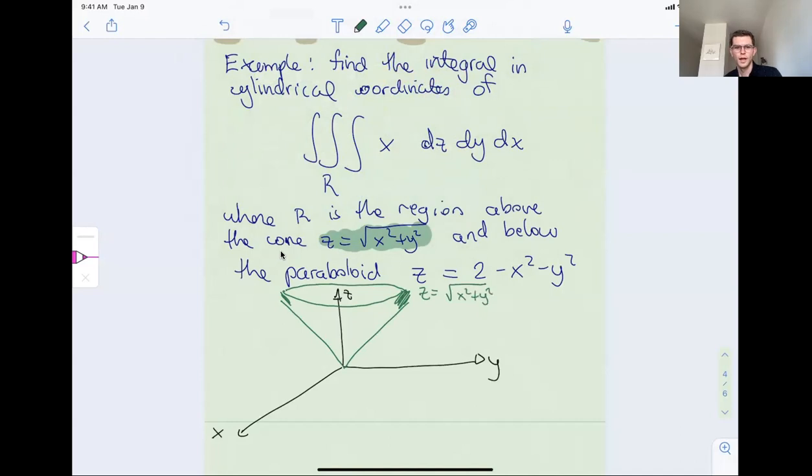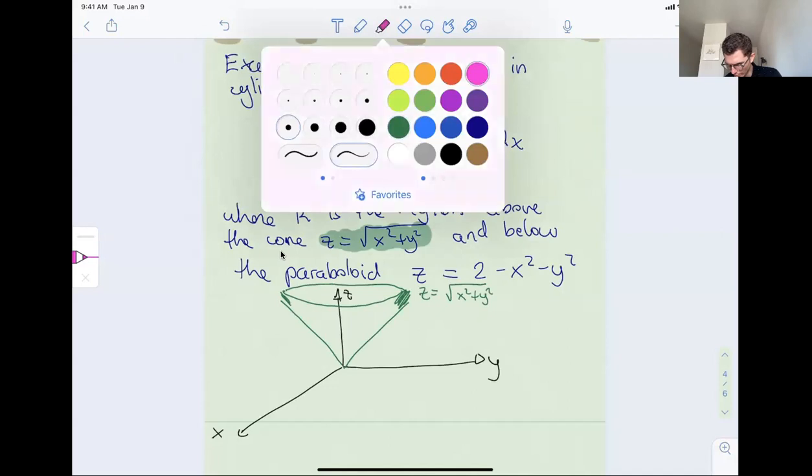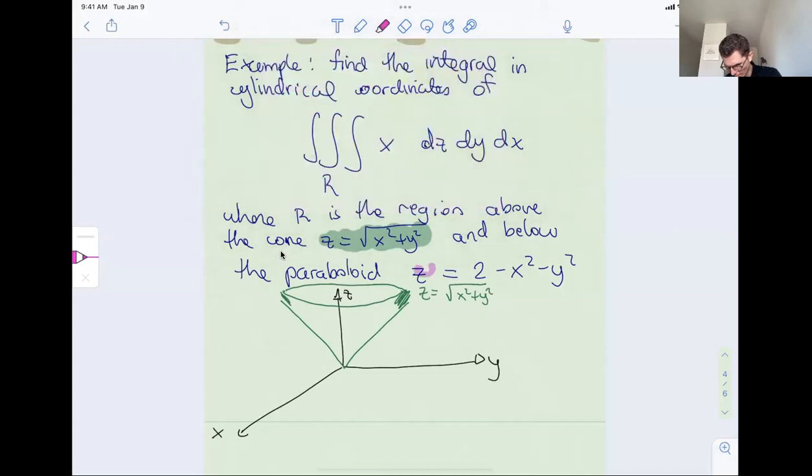Okay. And then you have the paraboloid. Paraboloids, like, if the word paraboloid is given, think of them as salad bowls, kind of, or something round.